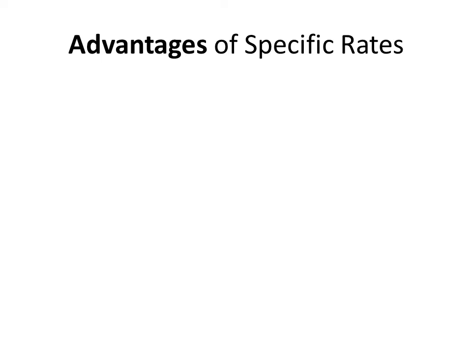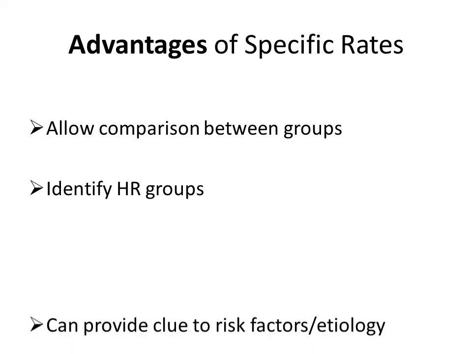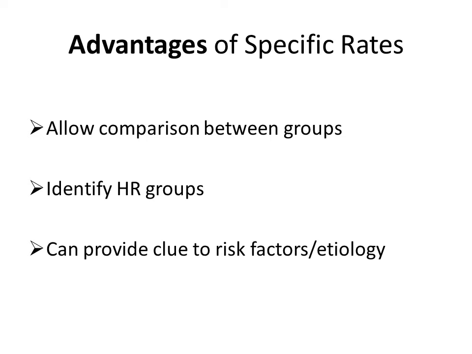Advantages of specific death rates: they allow comparison between groups, because it's comparison between similar groups. They identify high risk groups, that is groups which have a higher mortality compared to other groups, and can provide clue to the risk factors or cause of the disease. The differences between a group with high mortality compared to another group with low mortality can provide clues to the risk factor or cause of the disease.